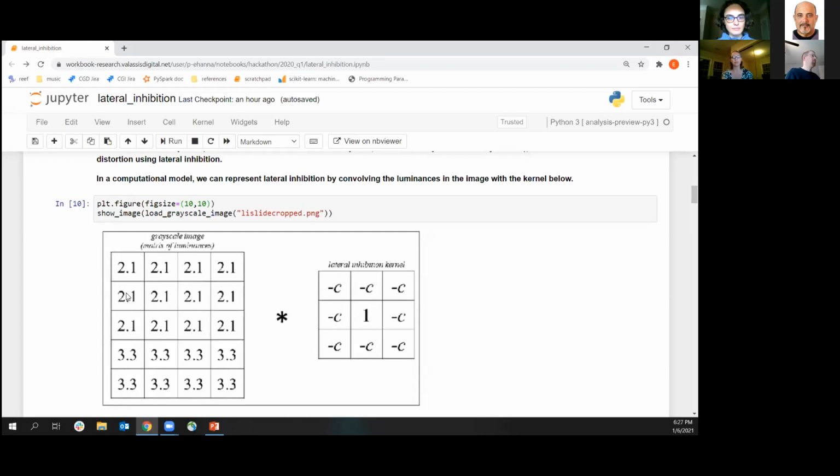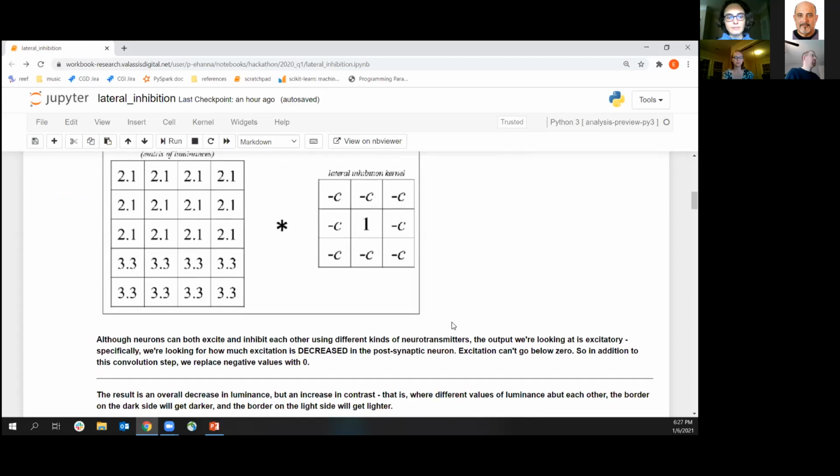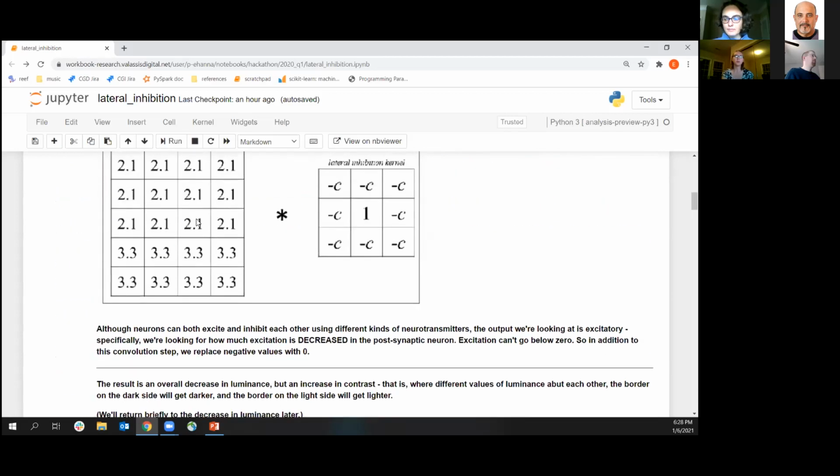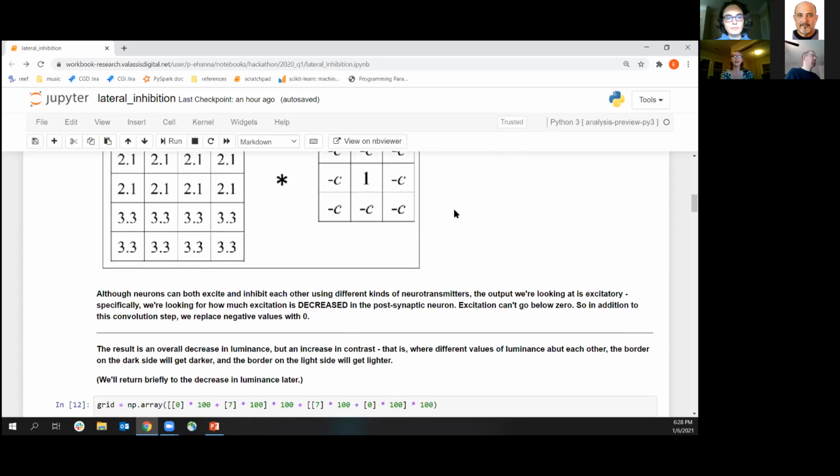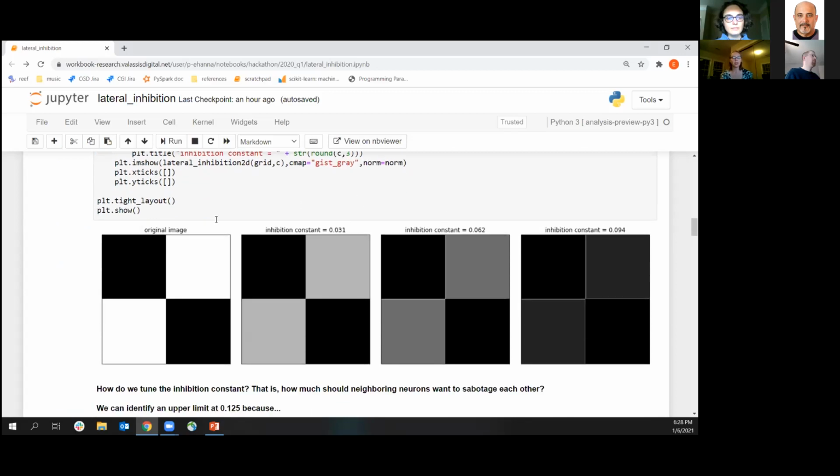So right now, let's say this is similar to the example that I showed in the PowerPoint. This right here would be a darker block, and this right here would be a lighter block, where the numbers represent the amount of brightness, the luminance. If we were to perform this action, there's a couple of other little steps we would need to take. I mentioned that a neuron can excite another neuron or inhibit another neuron. When we're looking at lateral inhibition specifically, once we've gotten to the output of that little green cell, that's an excitatory output, so we can't go below 0. So the first step is to convolve this matrix of luminances with this kernel. The second step is to replace all the negative values with 0.